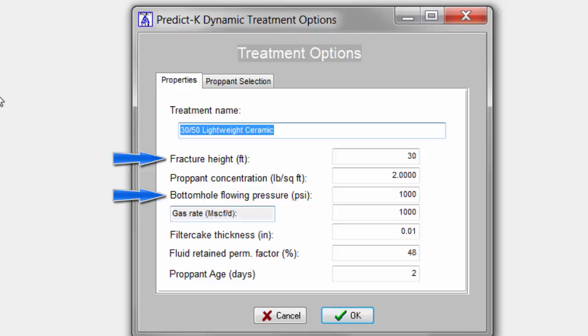First, fracture height, bottom pressure, and surface gas rate can be entered. PredictK will use these values, along with calculated internal width, to find a velocity for non-Darcy flow corrections to permeability. In dynamic mode, you can also input a filter cake thickness and percent retained permeability. In general, the default values will be sufficient to provide useful results. Obtaining a better estimate of both values requires fluid cleanup testing with the field fracturing fluid and the reservoir core.